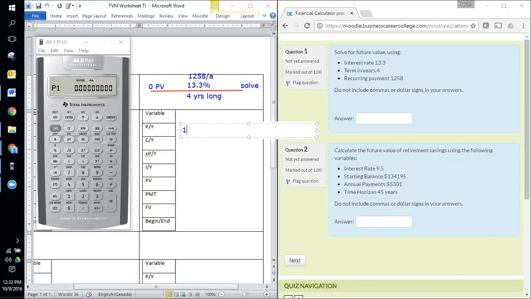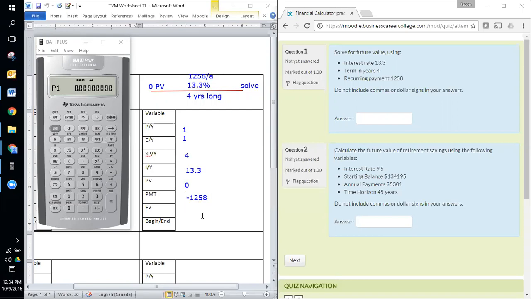I can see my PY is 1 and CY is 1. Everything is annual, so that's real simple. We'll play around with that in a moment. My N times PY is going to be 4. My I/Y is going to be 13.3, present value at 0. I have no present value provided. And my payment here is going to be negative 1258.